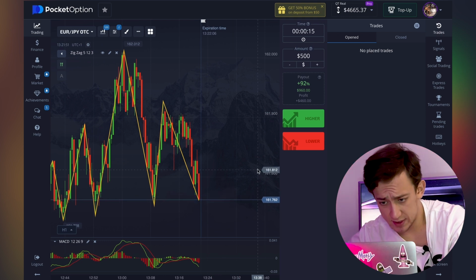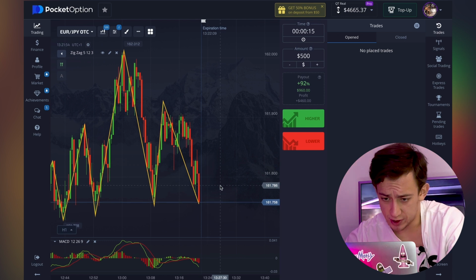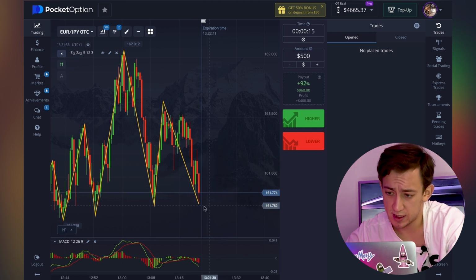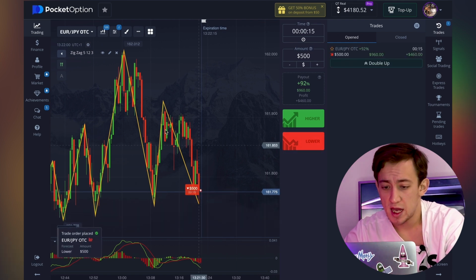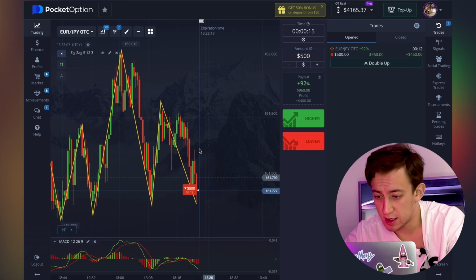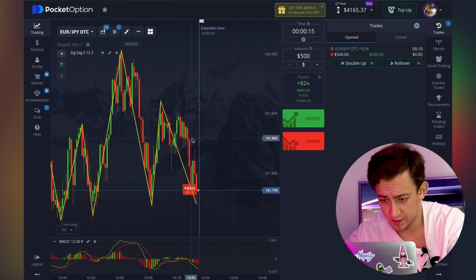Friends, here we see the same picture as on the previous chart. The trend is downward, zigzag shows a downward movement, MACD at the moment also indicates a bearish trend, and we immediately enter position downward and wait for profit.